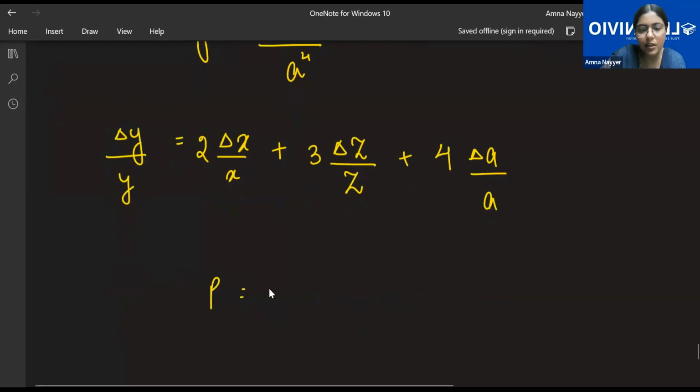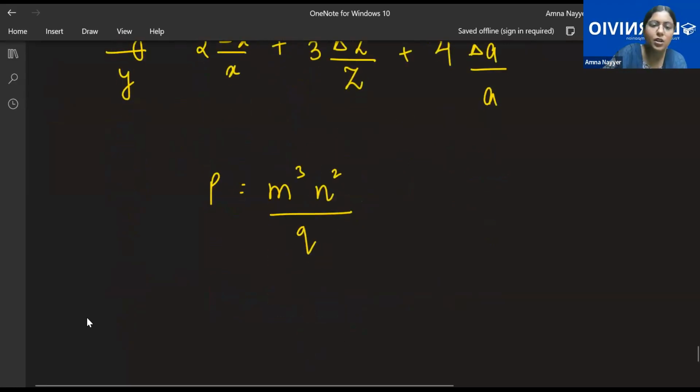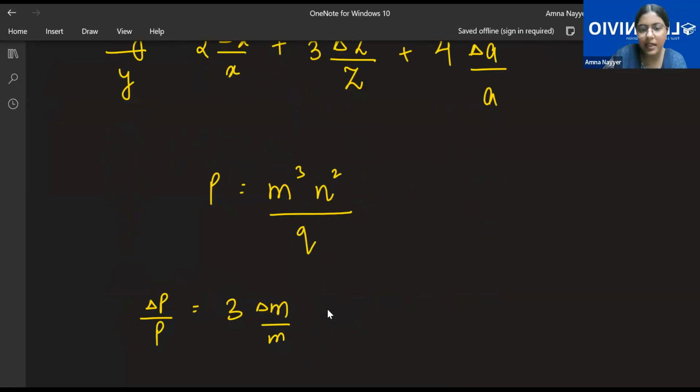Let's say P is equal to m cube n to the power square divided by q. Okay, let's take we have this. So delta P divided by P is equal to 3 delta m by m plus 2 delta n by n, and no power of q is there. So only one power is there. So we take delta q by q. Okay, that's how we use powers.